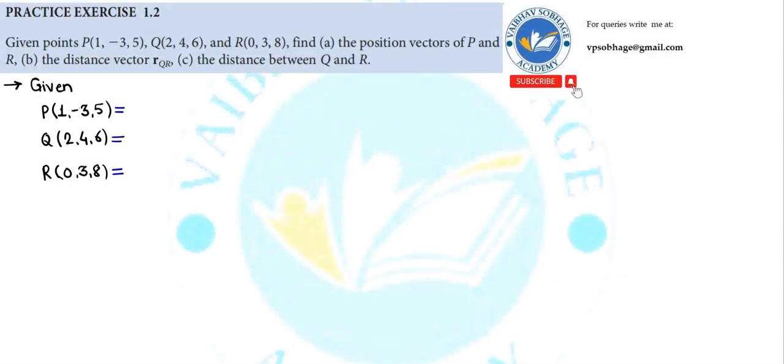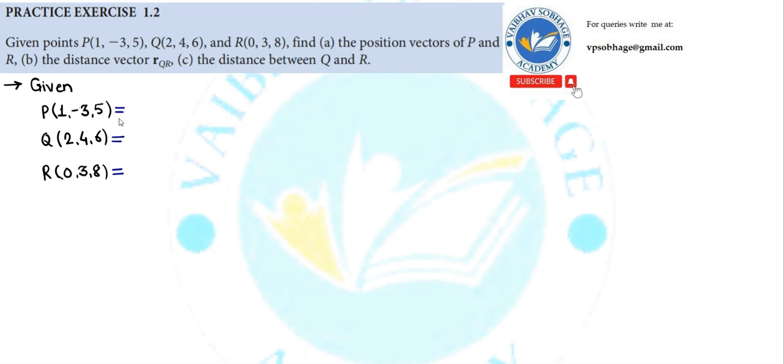Hello everyone. In this video, we are going to discuss numerical 2 from your very first chapter, that is vector algebra. In numerical 2, we are given the 3 points that we have written over here. Point P has the coordinates 1, minus 3 and 5. Then we have point Q with coordinates 2, 4 and 6. And point R has the coordinates 0, 3 and 8.